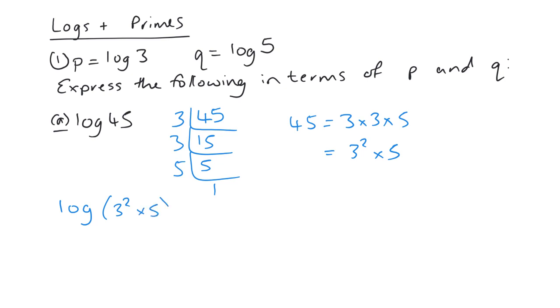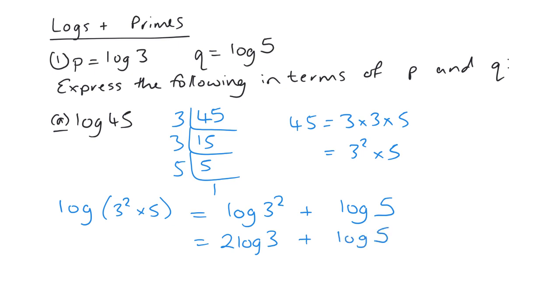if we rewrite log 45 as the log of 3 squared by 5, we can use our rules of logs to separate them out. Remember, we multiply, we add. I can take this 2 down. I get 2 log 3 plus log 5. We know that log 3 is p and log 5 is q. So I can write that as 2p plus q.